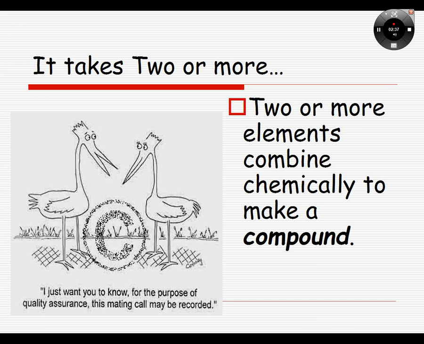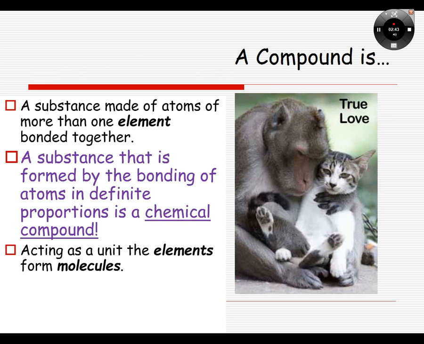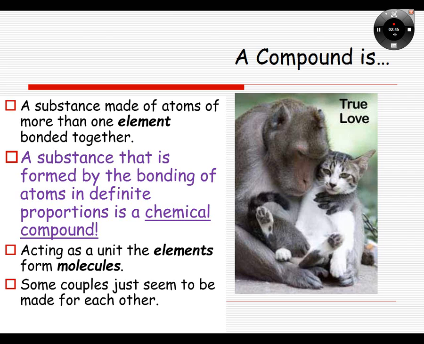It takes 2 to make a thing go right. 2 or more atoms combine chemically to make a compound, a substance made of atoms of more than one element bonded together. Substances that are formed by the bonding of atoms in definite proportions are called a chemical compound. Acting as a unit, these elements form molecules.